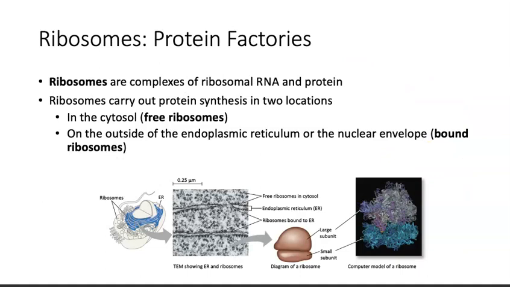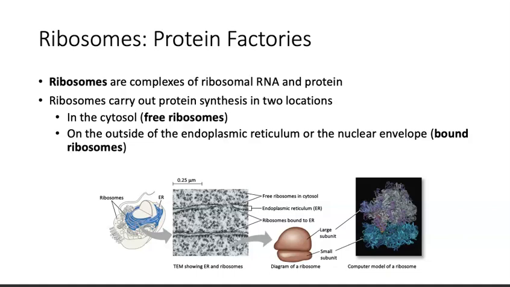Ribosomes are the protein factories of the cell. They're absolutely the place where proteins are made. And ribosomes are made up of ribosomal RNA, also known as rRNA, and proteins. There's two places where you can find ribosomes after they're made. Remember, the ribosomes are made in the nucleolus, which is found in the nucleus. But after that, they're shuttled out of the nucleus through those nuclear pores and into the cytoplasm.